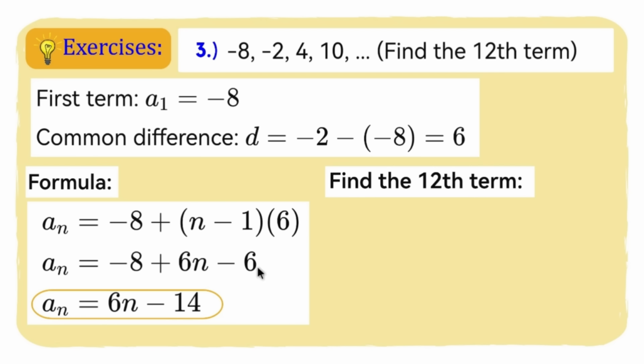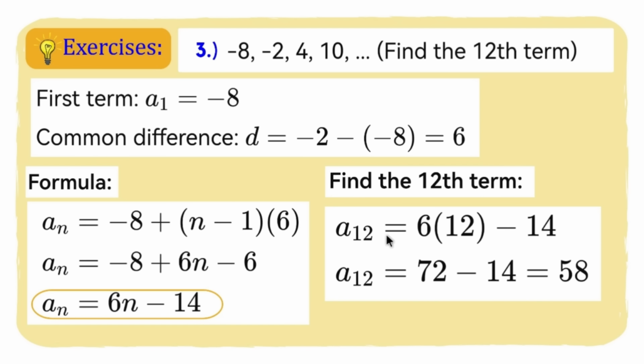Next, we will use this formula to find the 12th term. Therefore, let's substitute n, which is 12. So, 6 times 12 is 72. Minus 14, we will get 58. This is our 12th term.